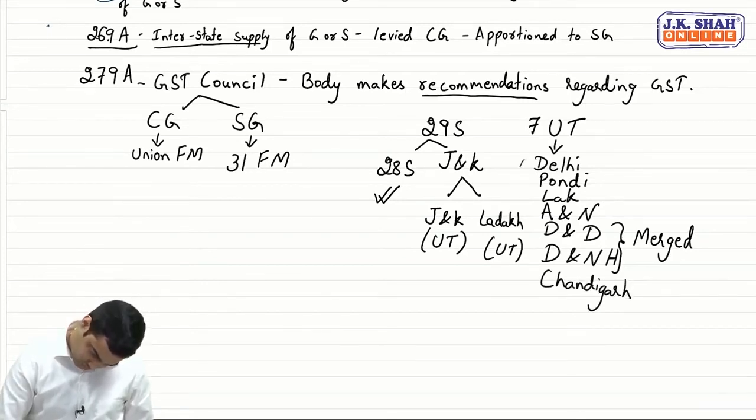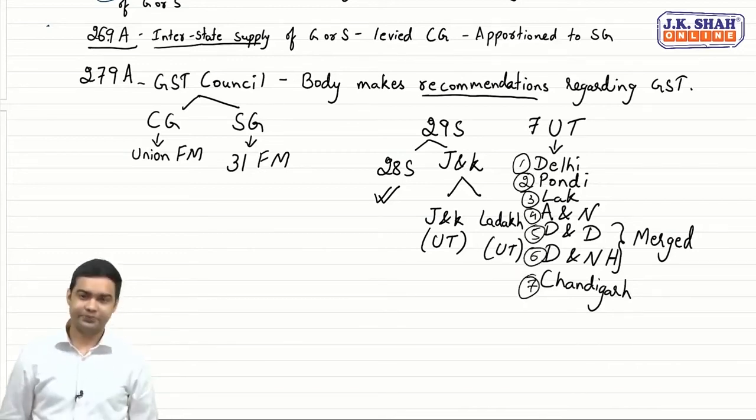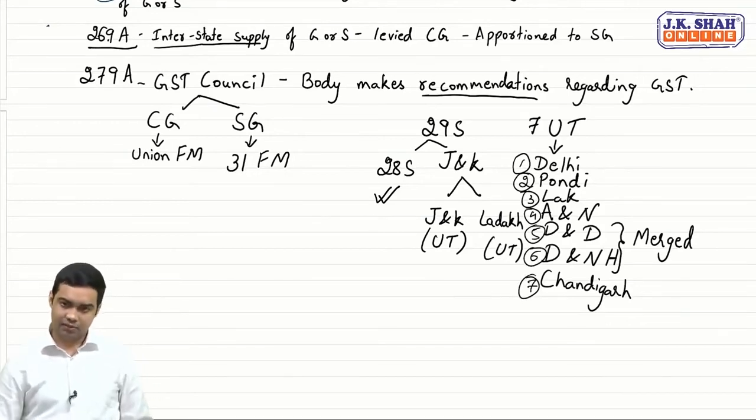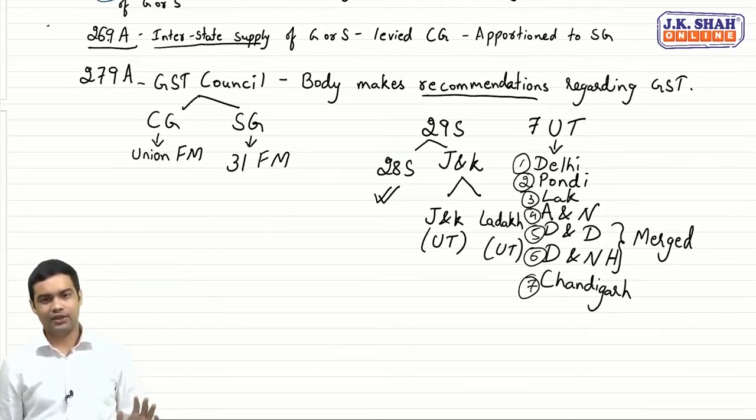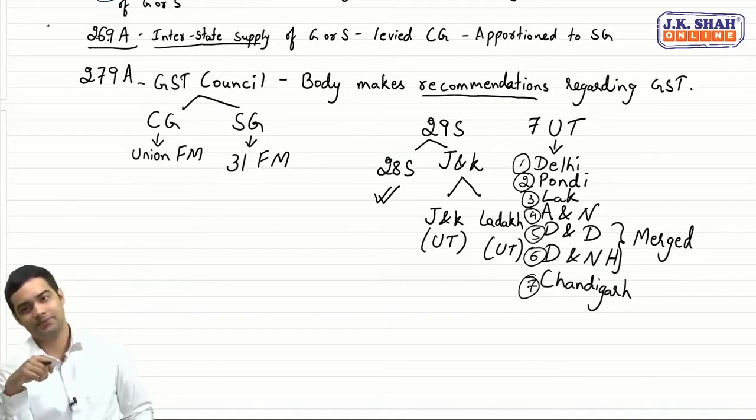So 1, 2, 3, 4, 5, 6, 7. These two are merged, but we have also added 2. Still taking everything together, 31 is not coming, sir.